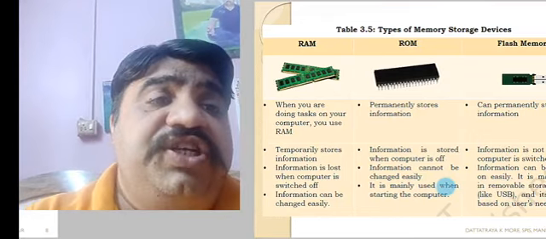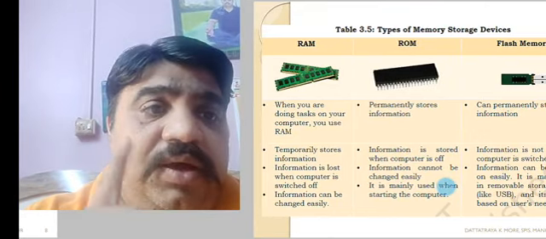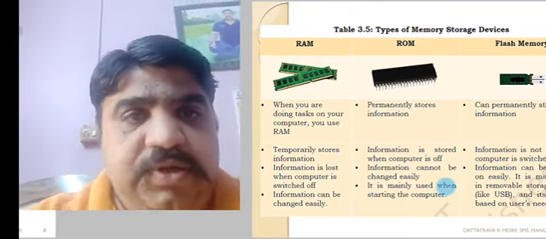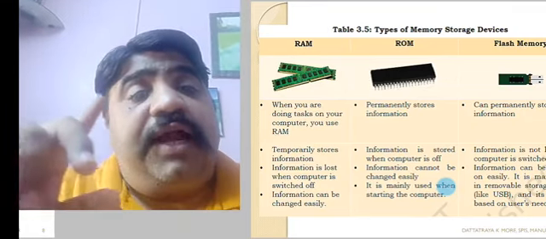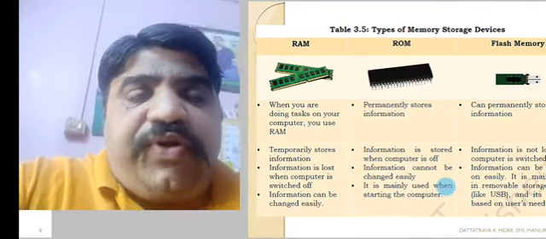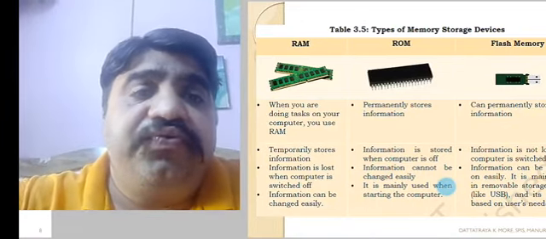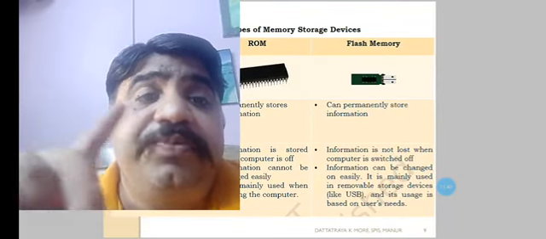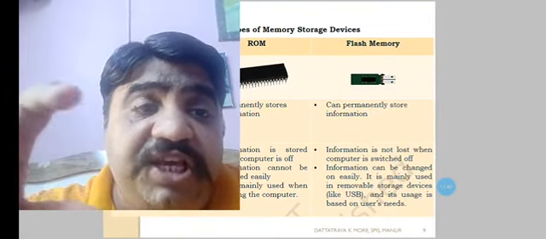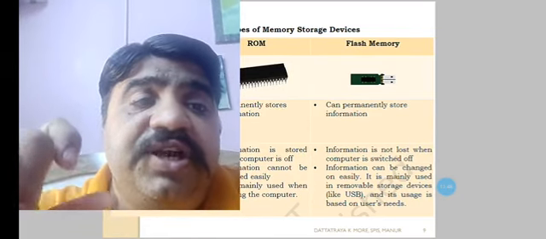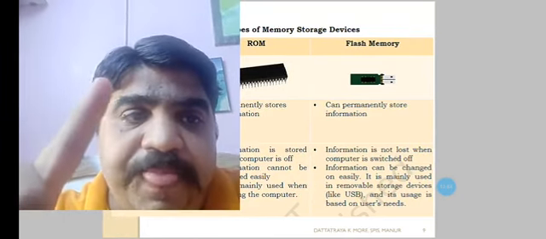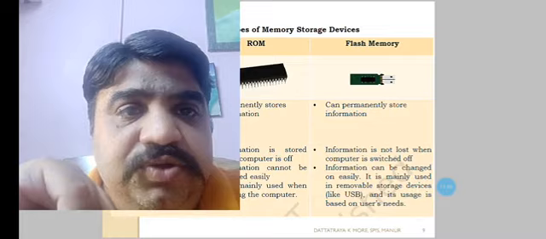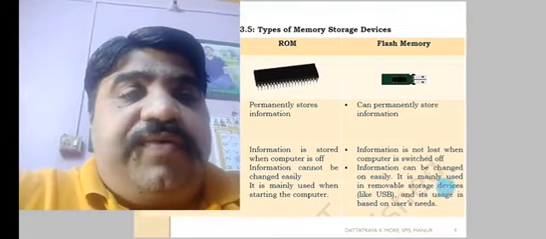In ROM, information is stored even when the computer is off. Information cannot be changed easily. It is mainly used when starting the computer, and this information is filled when that ROM is manufactured. Only programmers can fill the information in that. Then flash memory: information is not lost when the computer is switched off. Information can be changed easily. It is mainly used in removable storage devices like USB, and its use is based on the user's need. So this is about the memory storage devices.